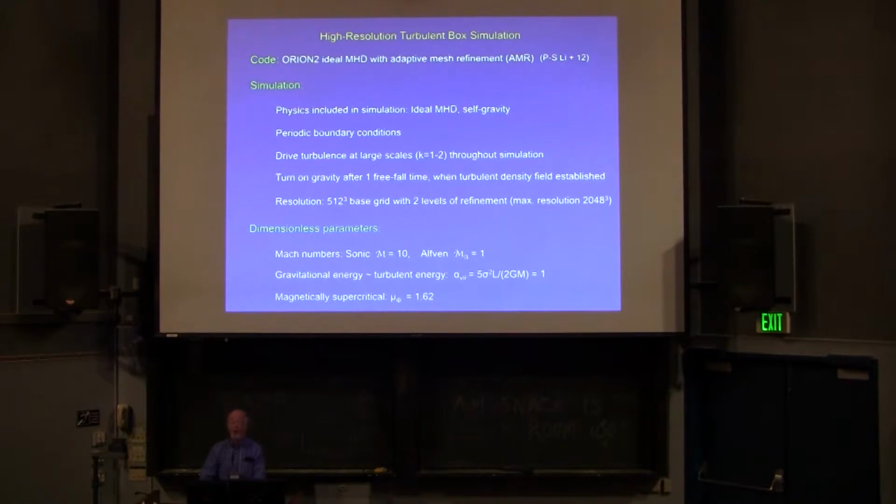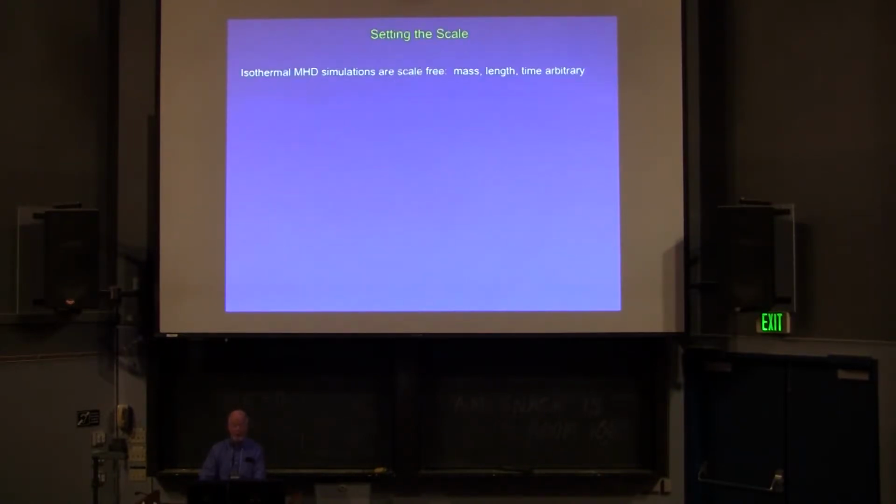The gravitational energy was about equal to the turbulent energy, and it was magnetically supercritical. The mass to flux in critical units was 1.62. So one of the key things about doing simulations, which you may have heard about, is that when you're doing a simulation with isothermal MHD, they are completely scale-free. You can set the mass, the size scale, and the time scales arbitrarily. There is no physics. So you do one simulation like this, and you've done them all.